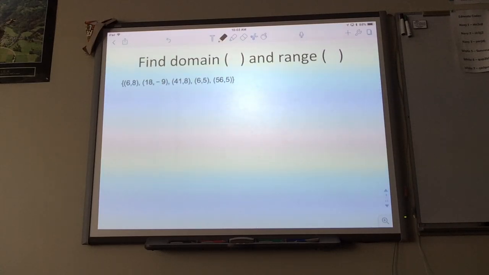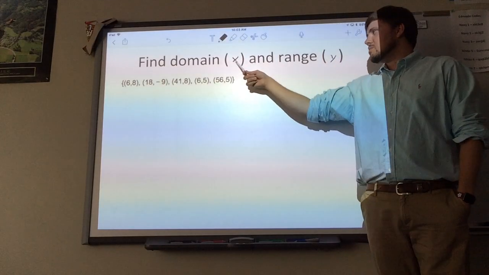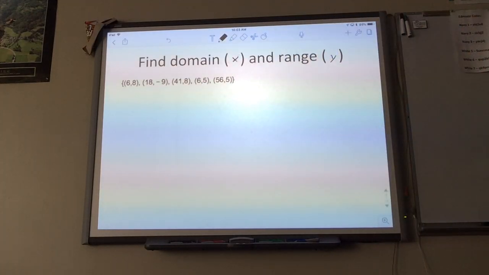Now, domain and range. Okay? Anybody remember what domain is? Which letter, x or y? Okay? X, and then that means range is y. If you tend to forget that, I always think that we go in alphabetical order on both of those. So if I put domain and range in alphabetical order, domain's going to come first. If I put x and y in alphabetical order, x is going to come first. So you put them in alphabetical order and they'll line up with each other.